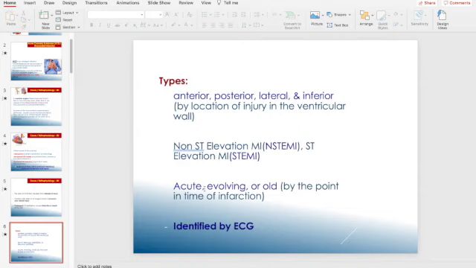We also have non-ST elevation MI or ST elevation MI, and sometimes acute or old infarction. It is very important to know that the type of myocardial infarction can be identified by the ECG. For example, we cannot use echo to identify the type of myocardial infarction, but we can use ECG to identify the type of myocardial infarction.